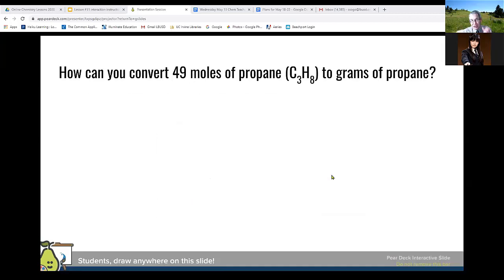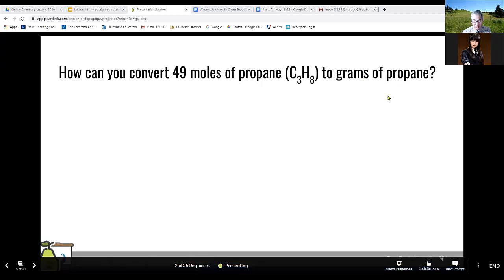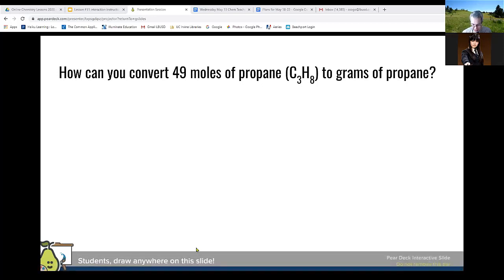Maybe moles is not so useful. Maybe grams is more useful. Can we turn the 49 moles of propane into grams of propane? So this is a drawing one. You could draw anything you want. You can also, on the drawing slides, choose the text option. If you like to type it, that's fine, because there's a text option in the drawing tools.